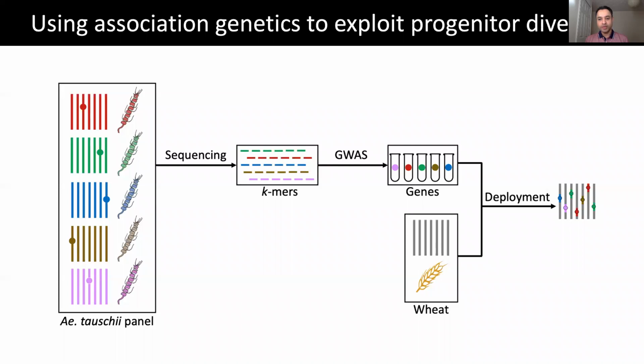So far, we have been talking about the Aegilops tauschii diversity historically captured in wheat. Next, I will present how to tap the diversity which was not historically captured. We do this by sequencing the Aegilops tauschii panel, using k-mer-based GWAS to clone genes for desirable traits, and deploying them in hexaploid wheat. Here are some phenotypes for which we explored the variation in the Aegilops tauschii panel.